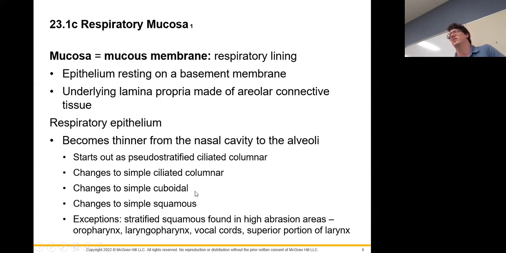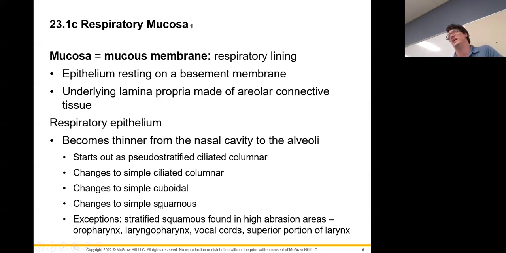What direction have we just gone? Have we gone from thick to thin or from thin to thick? Thick to thin. Why? Exactly. More protection. We have the thicker tissues closer to the outside environment. Why? Because those are bigger cells and are thus going to protect us a little bit more than these really, really thin cells down here.